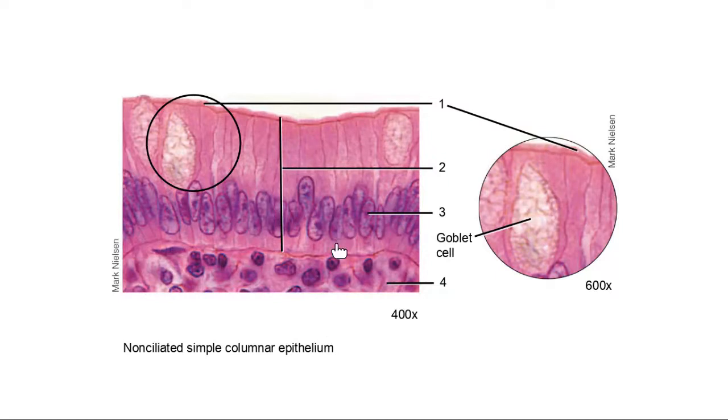As you see in this picture, you only have one layer of the cells. And all of your cells have oval nuclei near the base. You can see the microvilli, which are on the apical surface of the cell. And these microvilli can increase the surface area for you. And between the cells, you may have goblet cells. These goblet cells can make mucus. And here number 4 is the connective tissue beneath the epithelium.